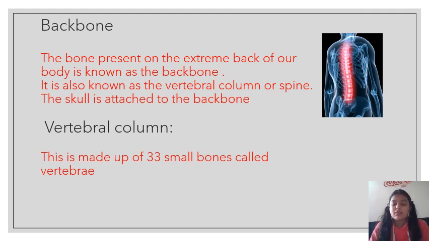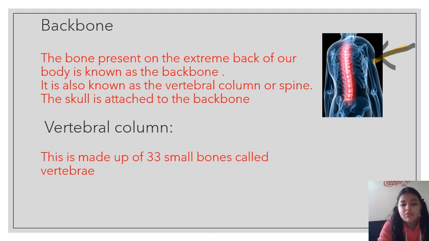Now let's learn about the backbone. It is present on the most extreme back of our body. The backbone is also known as the spine, or you can also call it the vertebral column. Now, the backbone is made up of 33 small bones which are called vertebra. And friends, did you know that the backbone encloses and protects the delicate spinal cord? This is the function of the backbone.